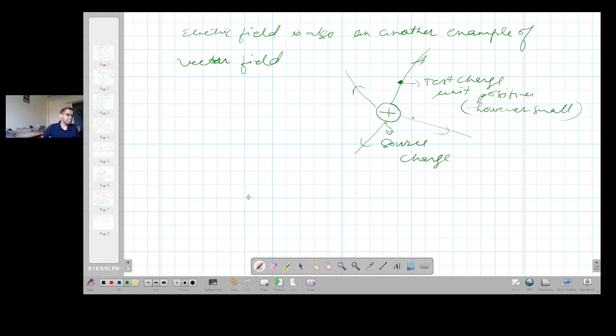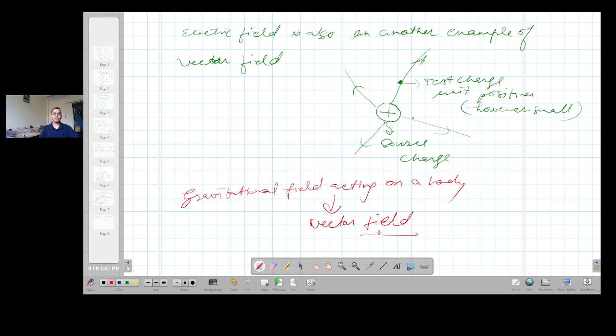Similarly, the gravitational field acting on a body is also another example of a vector field, right? So this is all about the scalar and the vector field.